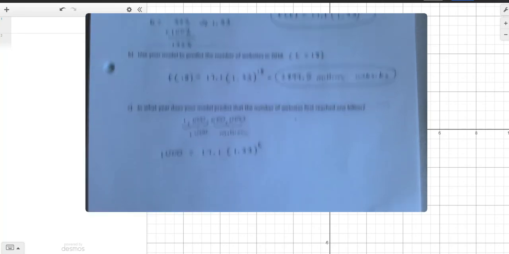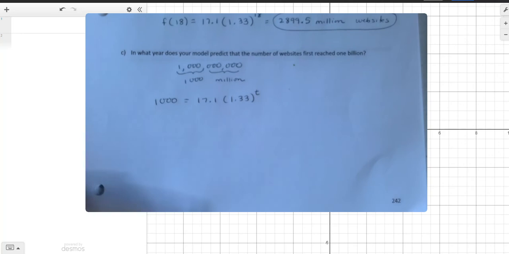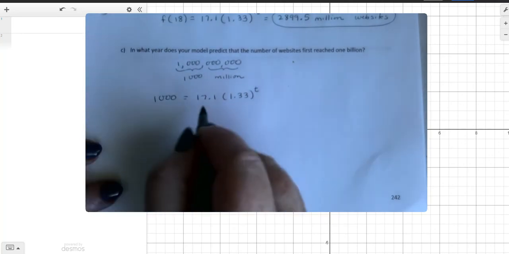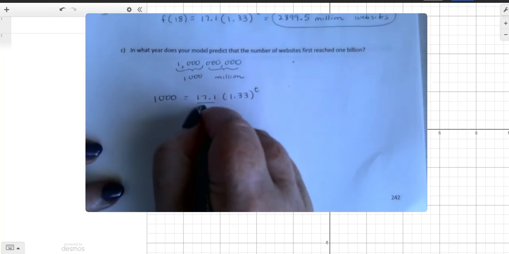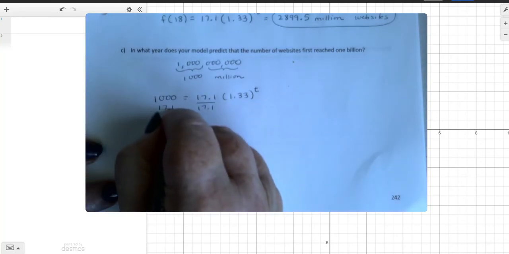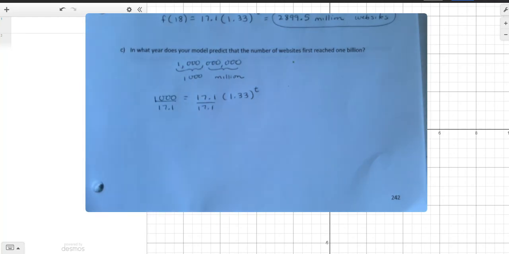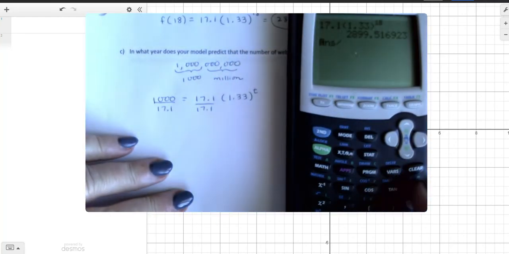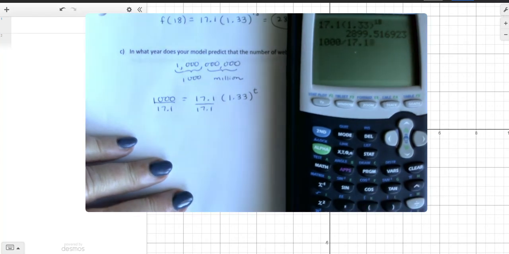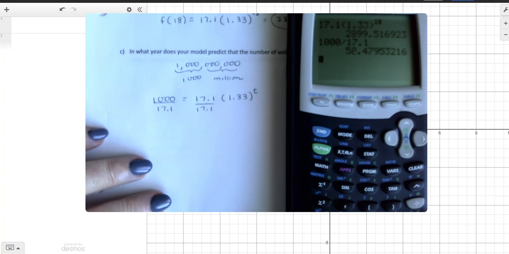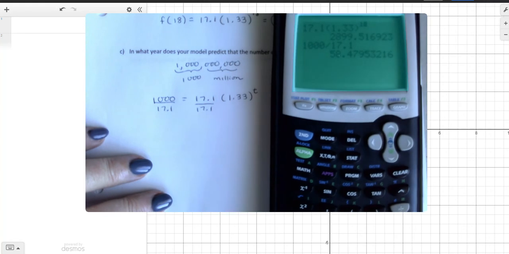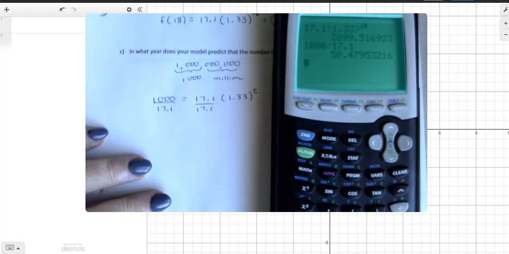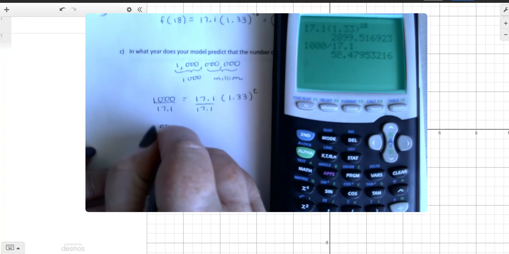All right, here's where we're going to use some of those new skills from the last section. To solve for t, the first thing I need to do is isolate my exponential. So I'm going to divide by the 17.1. And what is that, about 58.5 roughly. I'm going to keep the whole number in my calculator, so I'm just going to write that as 58.5.